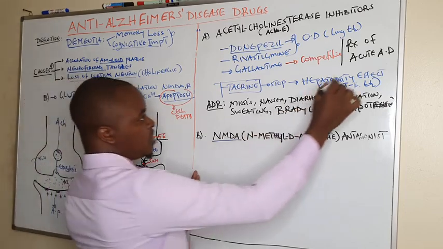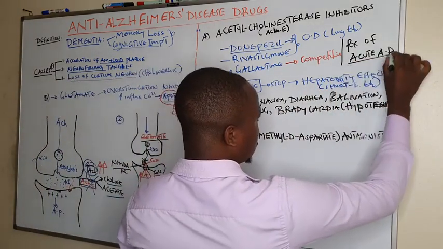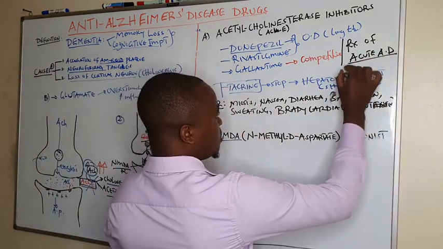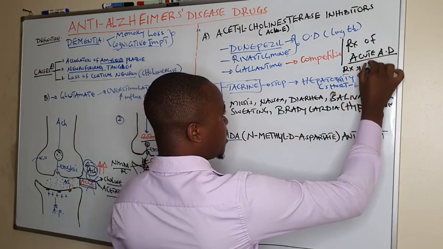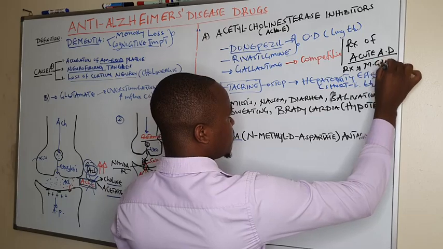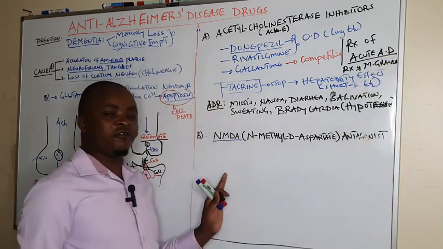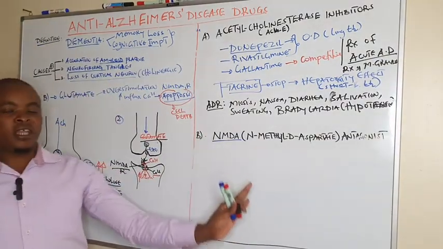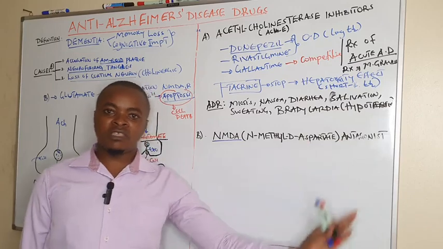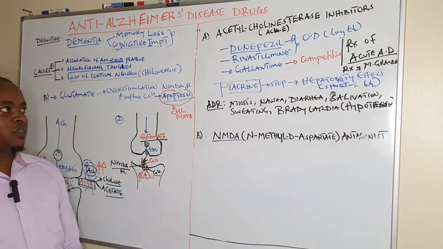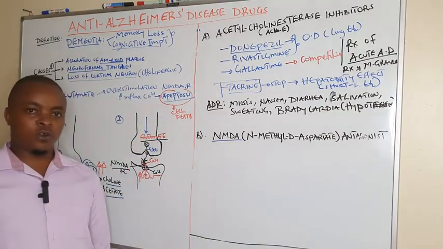And apart from being used in treating Alzheimer's disease, they can also be used in the treatment of myasthenia gravis, which is seen under autonomic nervous system pharmacology. In autonomic nervous system pharmacology, we use them in the treatment of myasthenia gravis. That is very important to note.